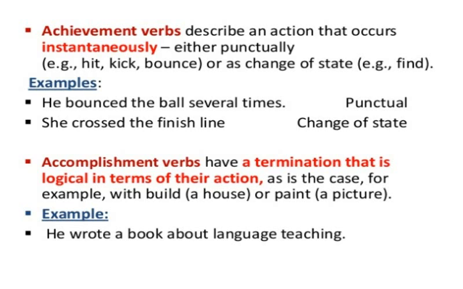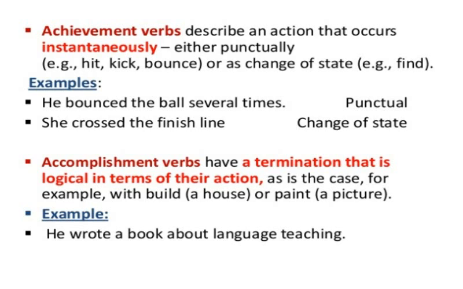Achievement verbs describe an action that occurs instantaneously, either punctually, for example, hit, kick, bounce, or as a change of state, for example, fight. We will look at the examples. He bounced the ball several times. It is punctual. She crossed the finish line, change of state.